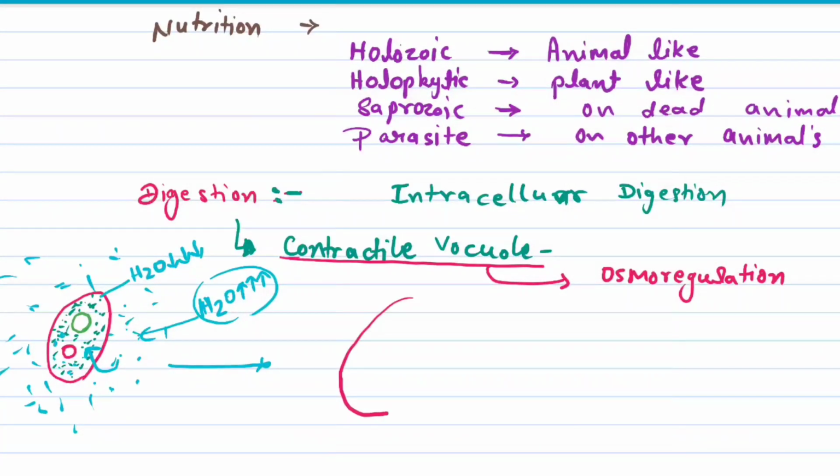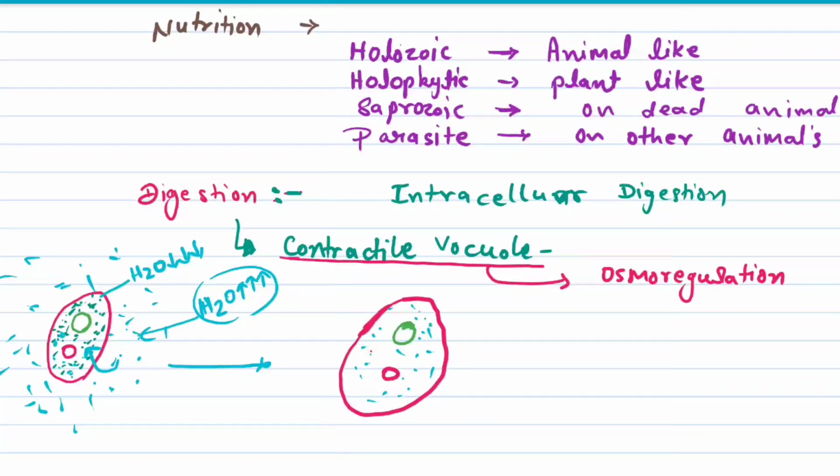For example, this is the cell. This protozoan takes lots of water inside the cell, so it may become swollen. So this is the nucleus, and now water comes inside the cell. This is the vacuole, and water slowly enters the cell. So for preventing cell rupture by extreme swelling, by extreme intake of water, the contractile vacuole plays a role. Now how does the contractile vacuole play a role?